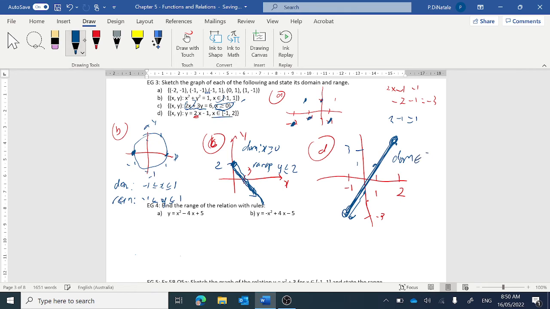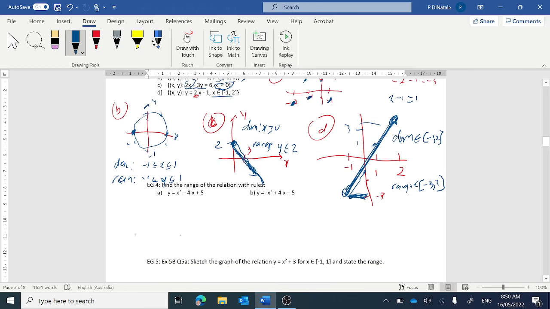You can write it like this: negative 1 to 2, while the range for this one, the smallest value of y is negative 3, and the biggest is 3, so we can go element of negative 3 to 3 inclusive, so we put the square brackets.